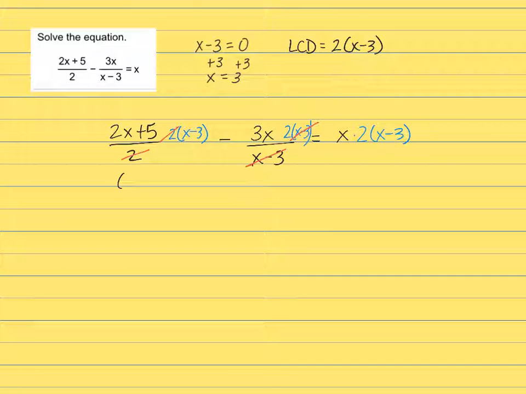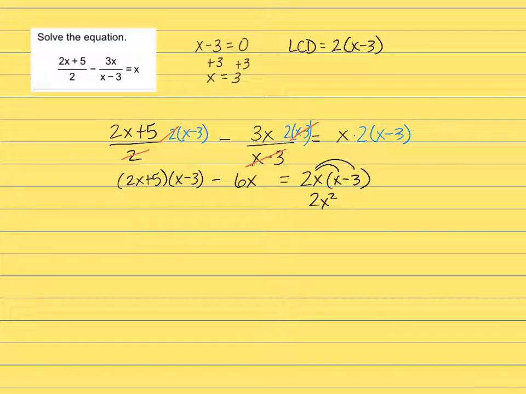So now we're left with 2x plus 5 times x minus 3 here, minus, and we've got a 3x times 2, so that's just 6x. And then here we have a 2 times the x, and then times the x minus 3. So that's going to require another step, so I just wrote it down that way. I can distribute here, 2x squared minus 6x.